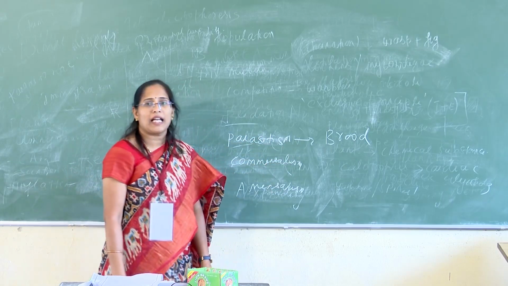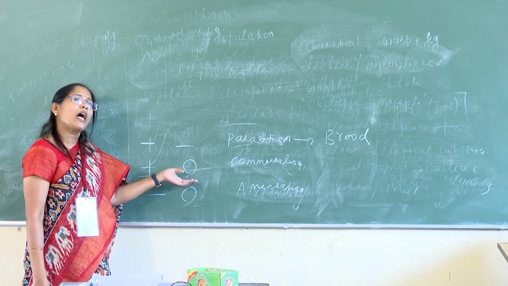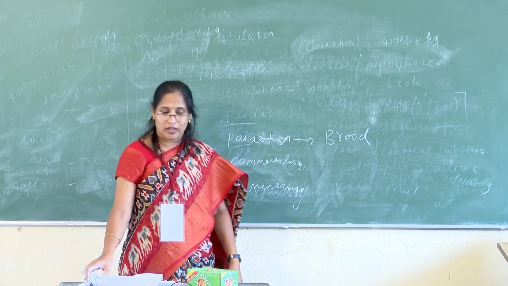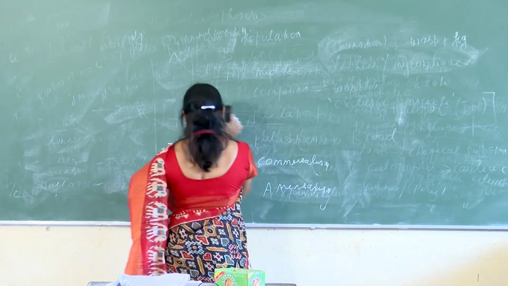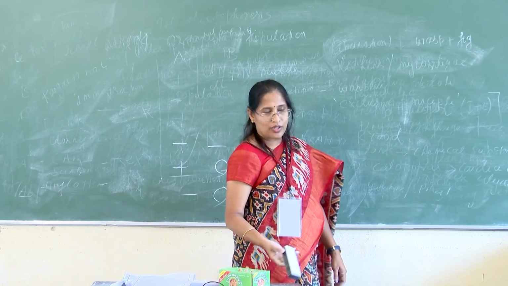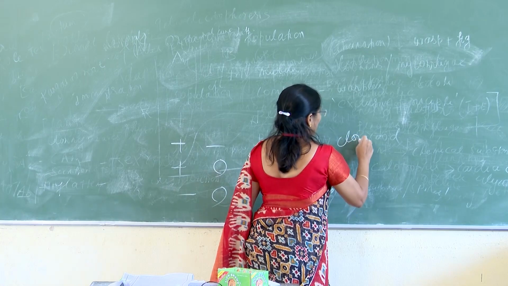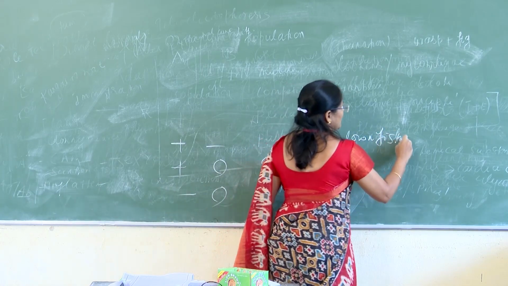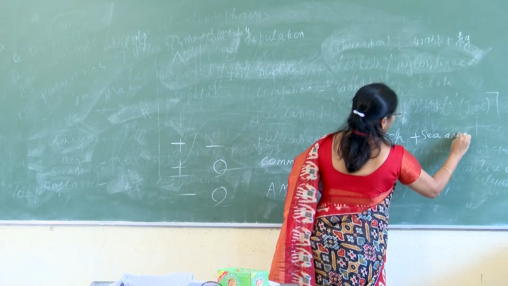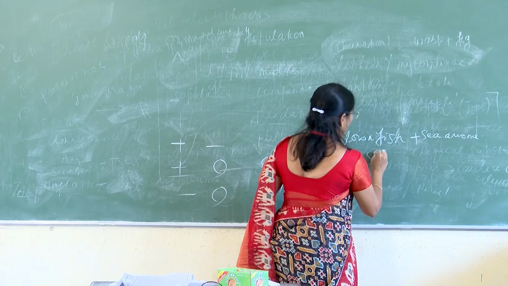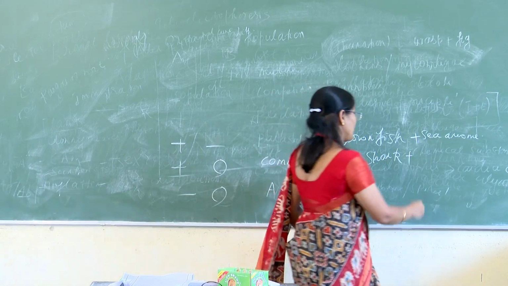Then comes commensalism. What is commensalism? One is benefited, whereas the other one is unaffected. Can you give an example? Clownfish with sea anemone. Then one more, shark with a small fish.